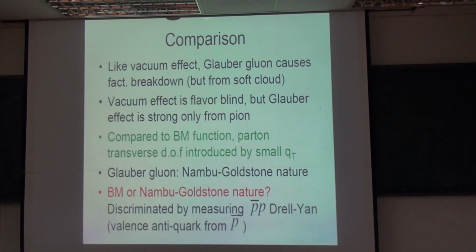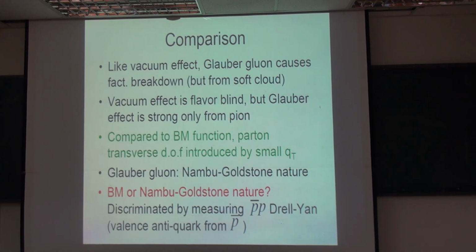Okay, so then let's compare our proposal with the vacuum effect and the Boer-Mulders function. Like the vacuum effect, the Glauber gluon causes a factorization breakdown. But our breakdown effect comes from the soft cloud. It is provided by the pion, not by the QCD vacuum. And the vacuum effect is flavor blind, but the Glauber gluon effect is strong only for the pion. Certainly, this is from our argument. We argue that the pion is unique.